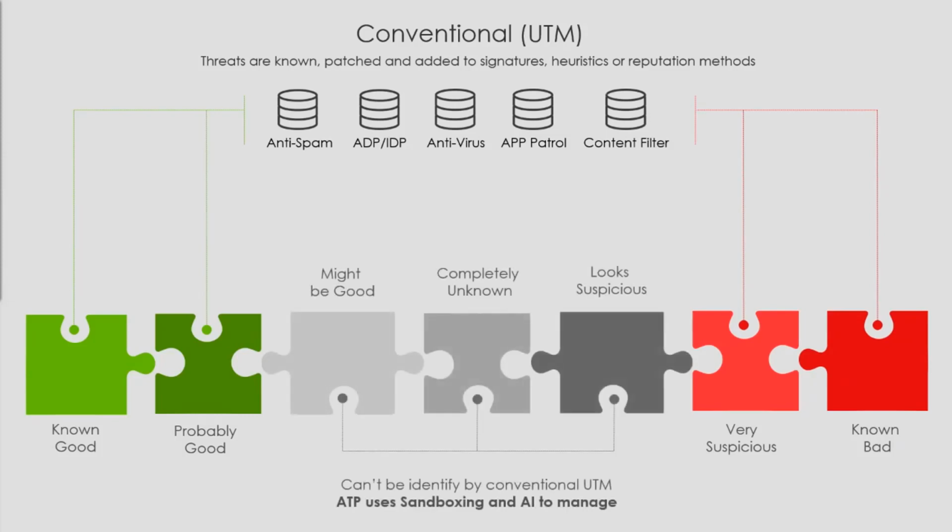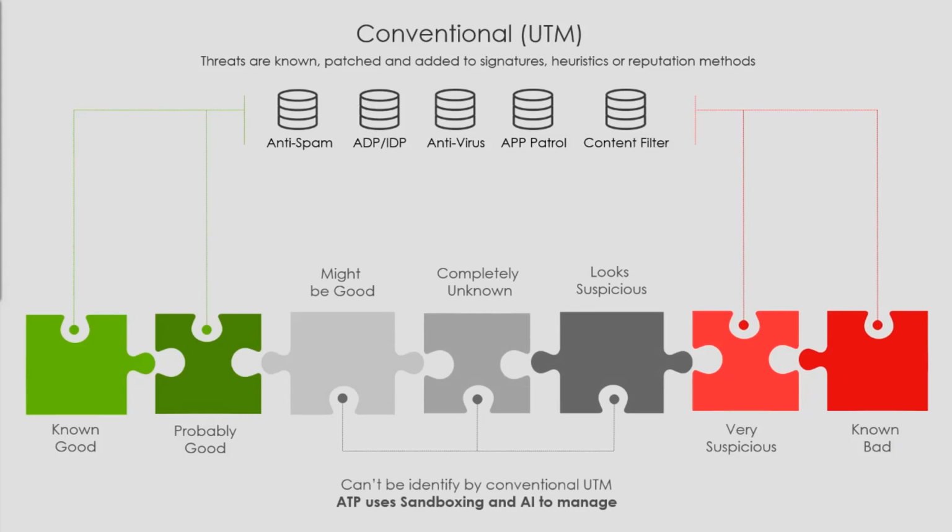But there are some areas where they're kind of gray. We call them gray area packets. It could be a good packet or it's suspicious. We are not completely sure. So conventional UTM really cannot identify these. Otherwise, you get a lot of false positives, right? So traffic would probably not go through if you decided to make it very strict.